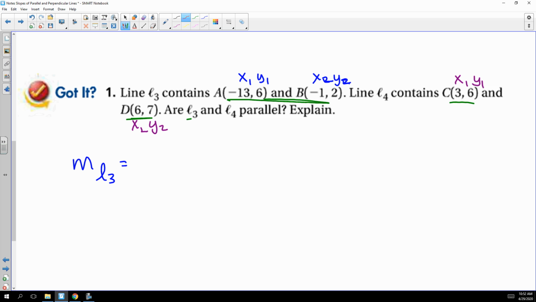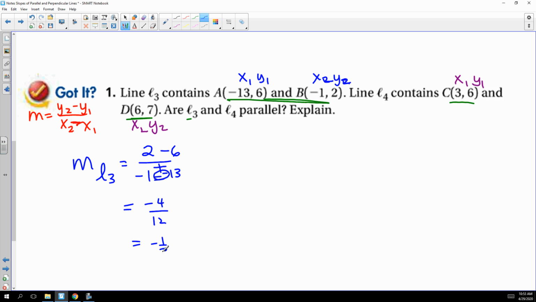Recall that the formula for the slope of a line is y sub 2 minus y sub 1 over x sub 2 minus x sub 1. All right, so we've got 2 minus 6 over negative 1 minus negative 13. Remember, that's going to be a plus. So we've got negative 4 over 12, which gives us negative 1/3 for the slope of line 3.